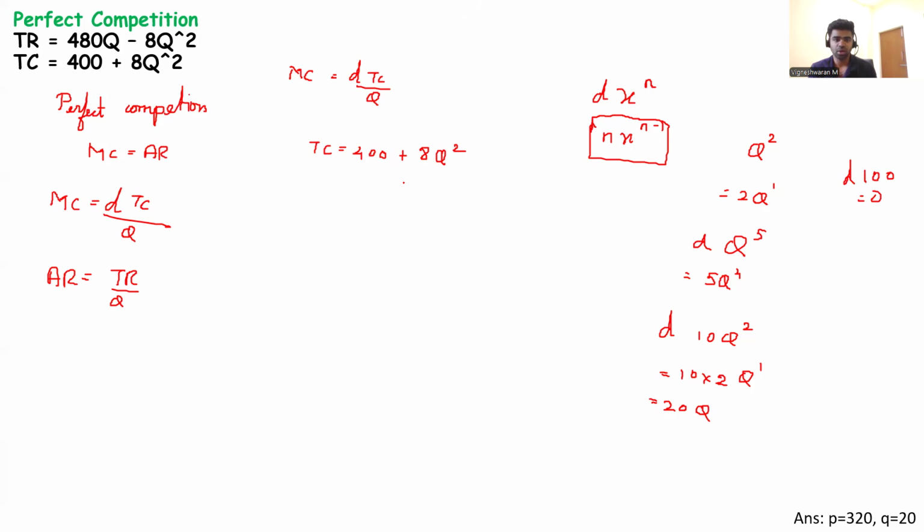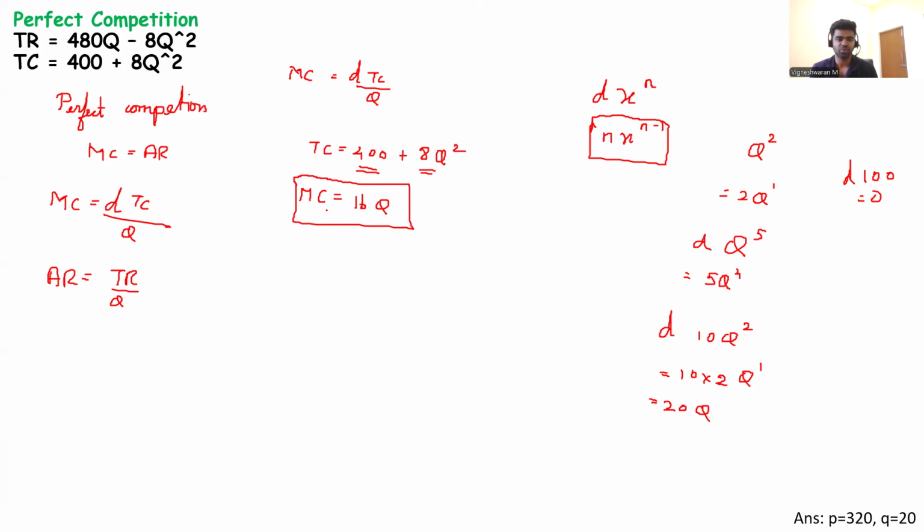Now, here we have the total cost. Total cost is 400 plus 8q square. So what will be the marginal cost? I want to differentiate. If I differentiate 400, I will get 0 because 400 is a constant. Differentiation of 8q square will be 16q. Very simple. Are you getting it or not? See, marginal cost is equal to 16q.